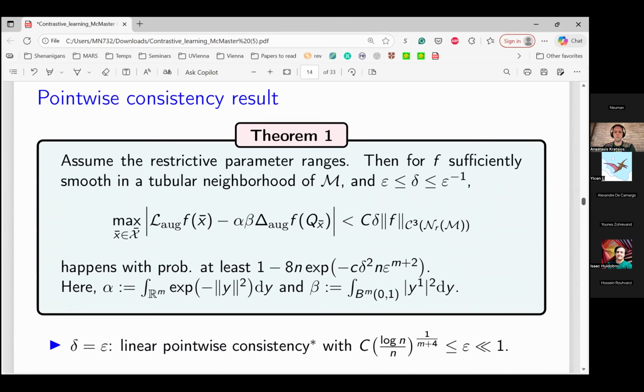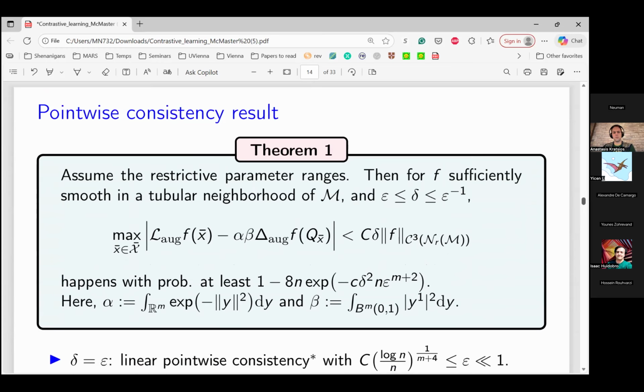Okay, so now I'm going to give you the full statement of theorem one. This is what I mean by pointwise consistency. As with anything in analysis, I assume a bunch of parameters, some kind of restricted parameter range. I say that if f is sufficiently smooth in the tubular neighborhood of M, which will be explicit in the paper, and there's this extra free parameter between epsilon and epsilon inverse. Epsilon here again is the graph connectivity parameter.